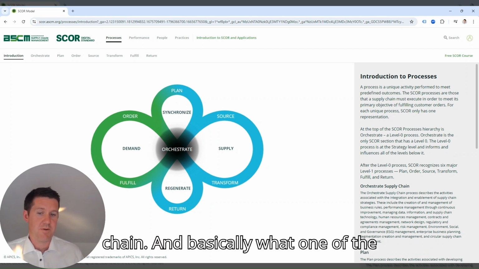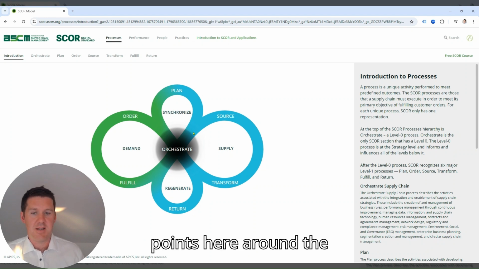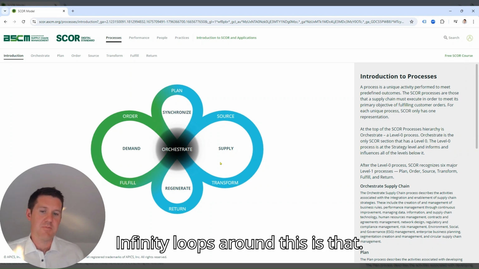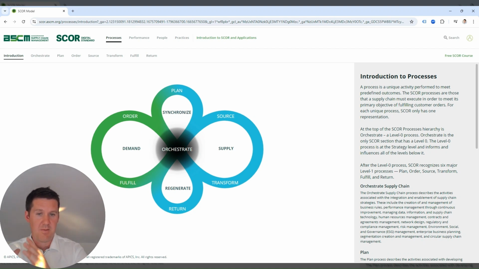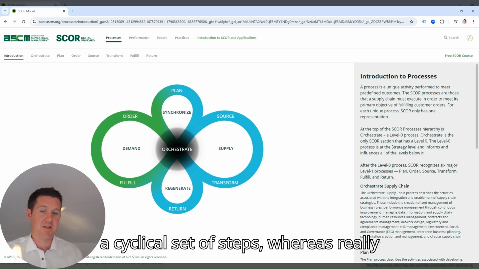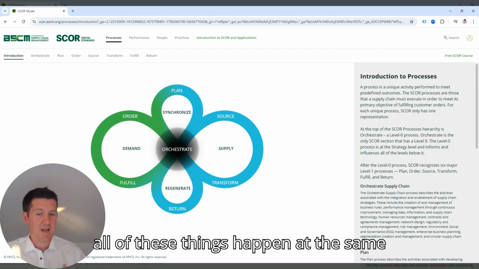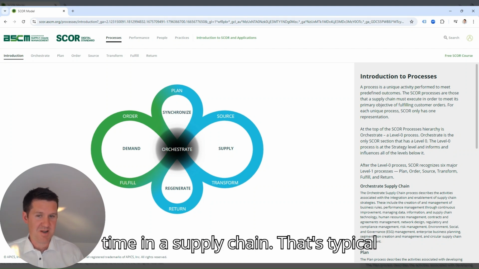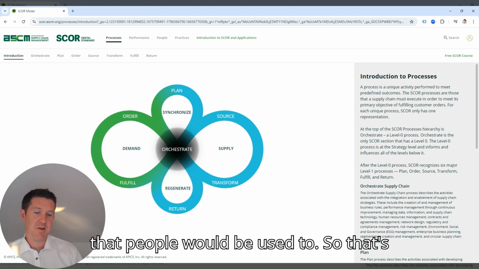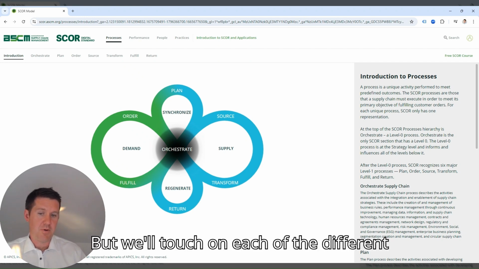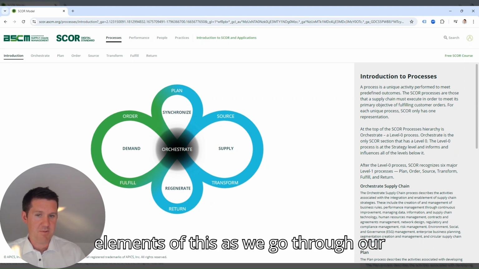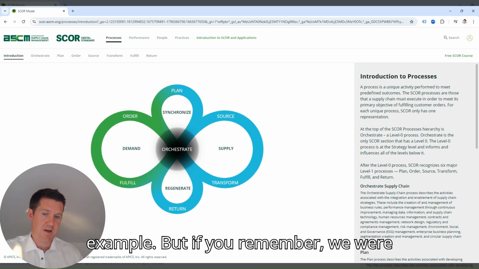And basically, one of the points here around the infinity loops around this is that actually, where in the past it used to be a cyclical set of steps, really all of these things happen at the same time in the supply chain. That's typical that people would be used to. So that's what the model has changed to reflect. But we'll touch on each of the different elements of this as we go through our example.